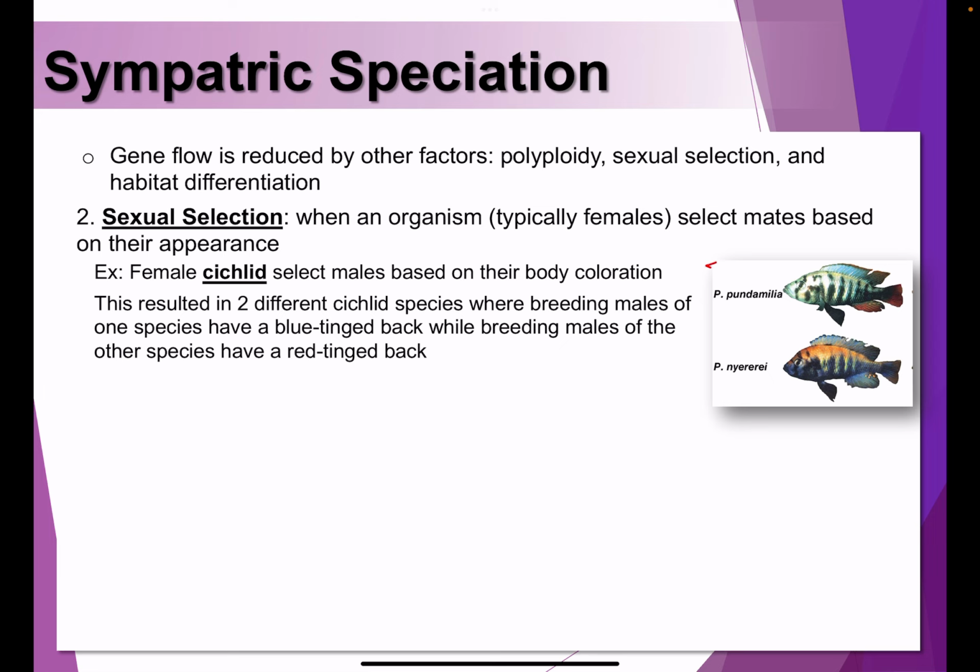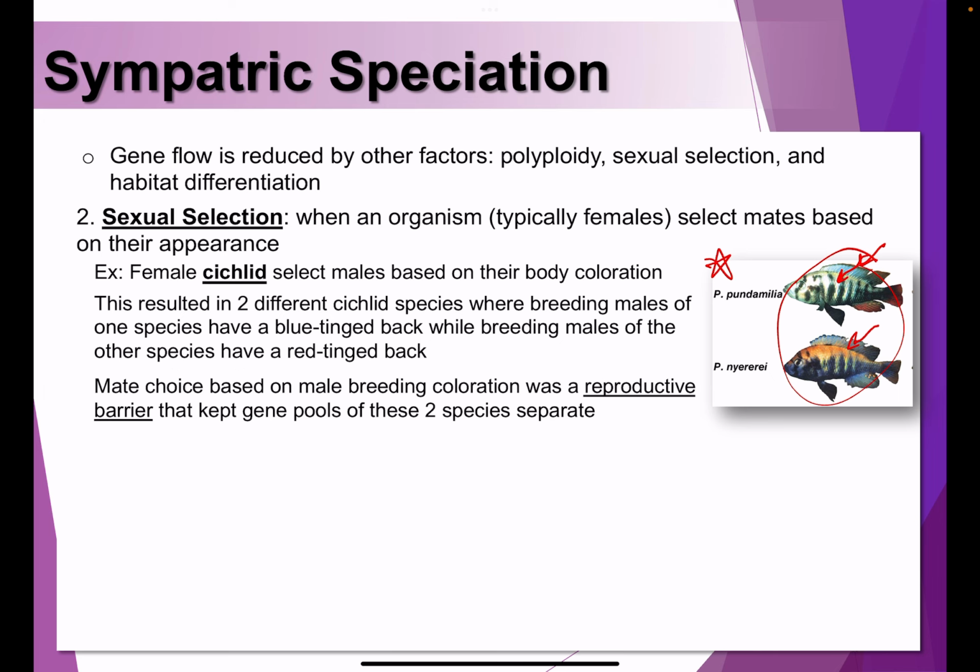Cichlids are fishes that look like this right here, and the breeding males of one species actually have a blue tinge back, while breeding males of the other species have a red tinge back. So here's that red tinge back cichlid, and then the blue tinge back cichlid. Of course, those with blue will prefer to mate with blue. Those females with red tend to mate with those that are red. Hence, in a sense, mate choice was based on male breeding coloration.